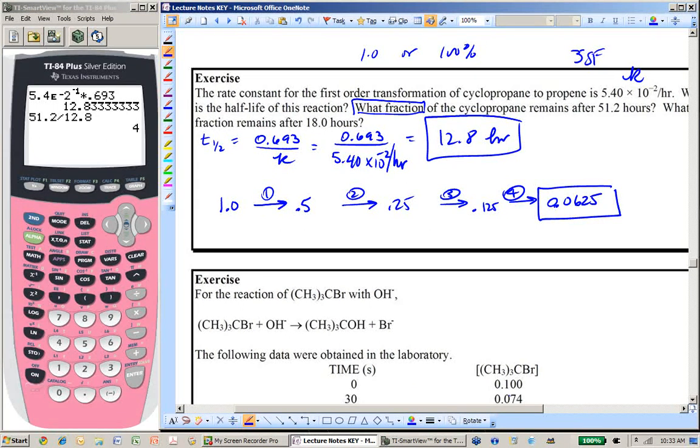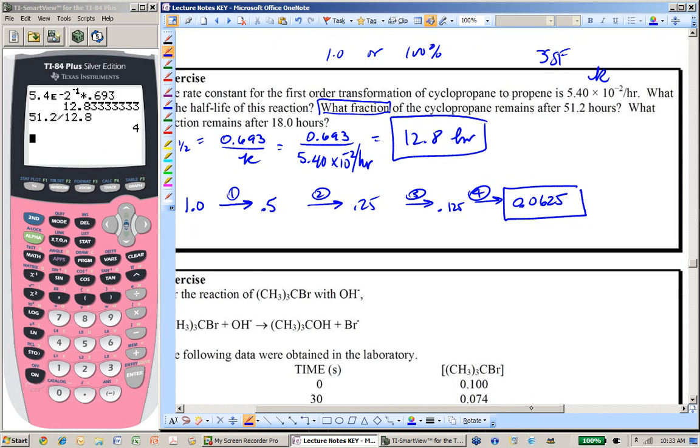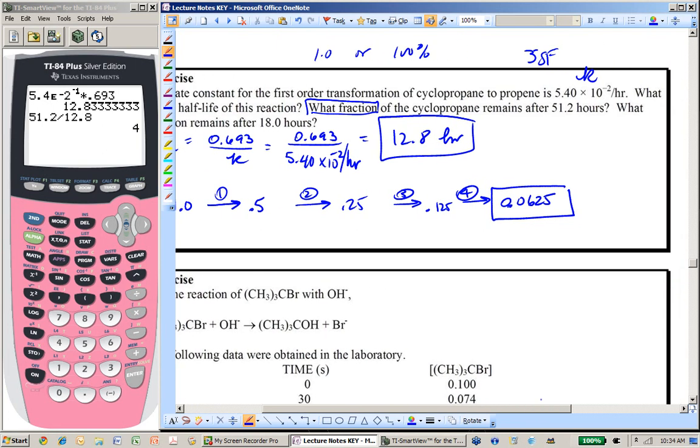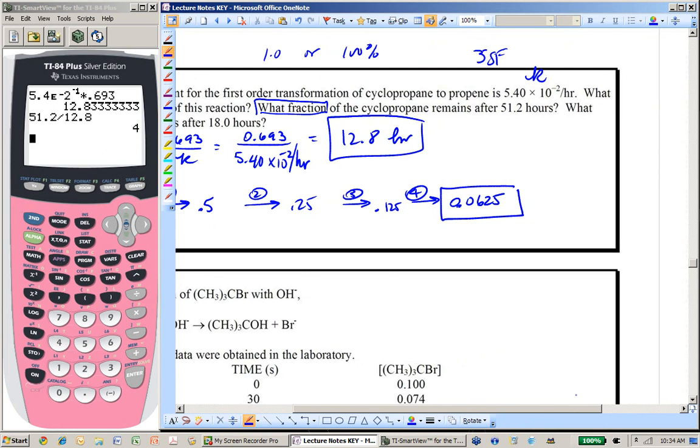Now, sometimes you don't get that lucky, like the next one, 18 hours. 12.8 hours is a half-life. I'm not seeing an easy fraction there. So what fraction remains after 18.0 hours? So now you got to do it the hard way, the longer way. So you always want to try to see if you've got just an easy multiple of half-lives first. But when you don't, you got to give up and go to the longer way, which is, I'm going to do it in purple to differentiate it from the rest of this work because I didn't leave myself enough room here.